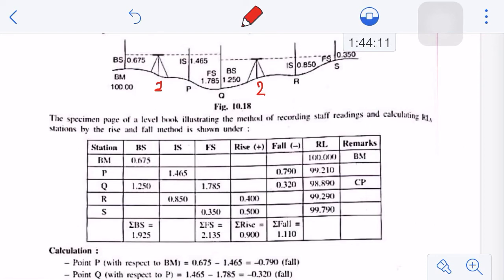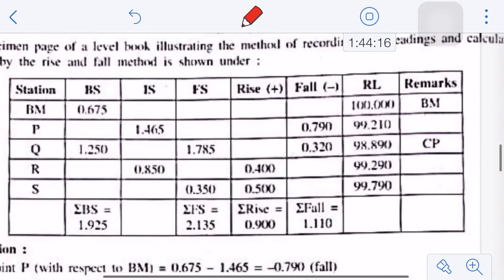Now, how is the computation of rise and fall to be done? You see the RLs we are interested in computing for all these stations. We know the RL of the benchmark, which we have assumed as 100. The remark column says this is your RL. You need some reference, because that's the main part of leveling. These are relative heights you are identifying, so you need something to identify the levels or elevations of different stations. That's why the benchmark RL should always be there with you, and that's why we are assuming it.